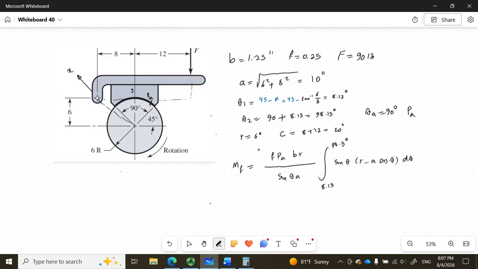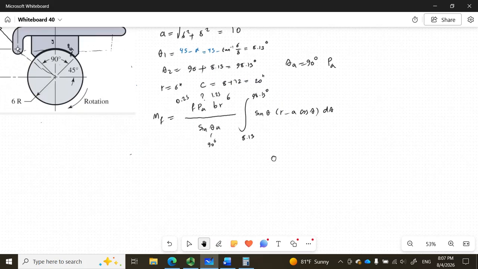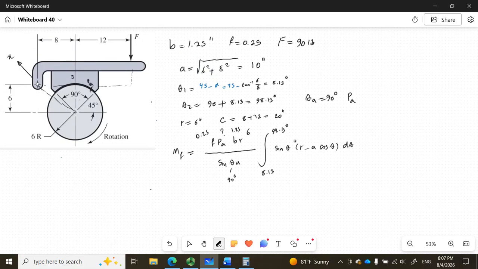Alright, so the coefficient of friction is 0.25. PA I don't have. B I have, 1.25. The radius, we got it, 6. Theta A is 90 degrees, so this denominator will be 1. In this integral, the radius is 6 and a is that distance, 10. Remember when you take the integral, these must be in radians.